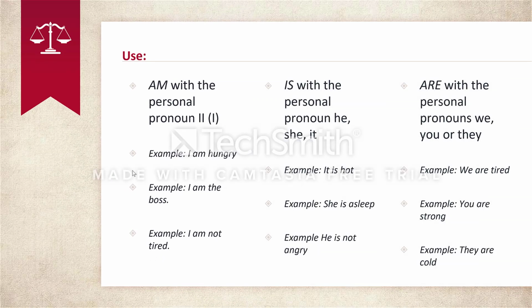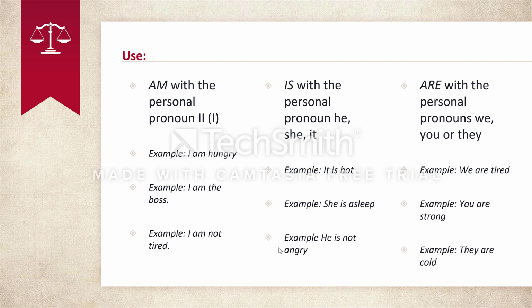So if we continue on to this next slide, we can see that we have the personal pronouns. So these personal pronouns are what we saw in the last slide in the table. We have am, which goes with I. We have is, which goes with he, she, or it, and are with we, you, or they. Okay?